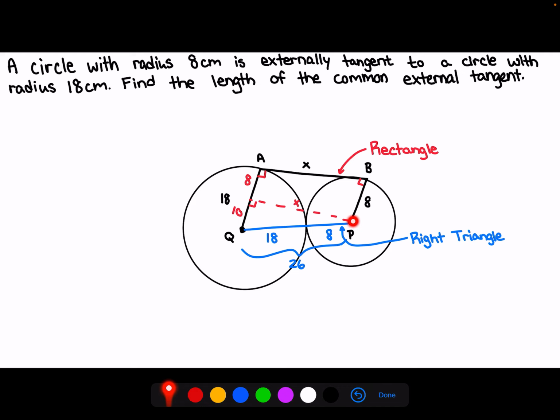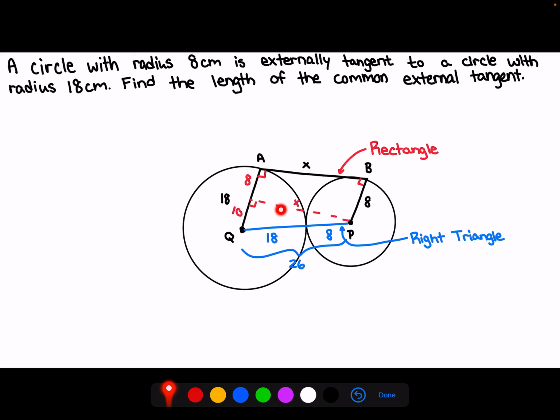So if I have a radius of 8 for PB, that means the other side needs to be 8 as well. Well, if I have the other side as 8 and the full radius is 18, then this part of the right triangle must be 10, because 10 plus 8 equals the full radius of 18. And further, I know that this has to be 8 because opposite sides of a rectangle are congruent. Further, since AB, our external tangent, is x, this auxiliary line must also be x because opposite sides of a rectangle are congruent. So if I can find this auxiliary line, then I've solved for the common external tangent.